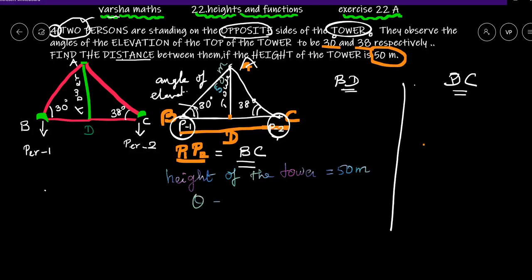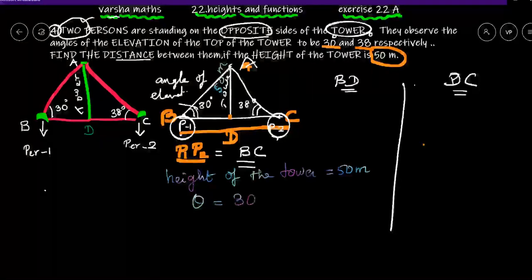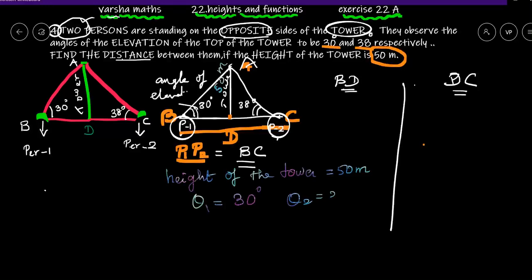So we have two thetas. One is 30 degree, theta 1, and for the other person it is 38 degree. Now go to the problem. Which angle is suitable for this? We have two triangles. See, we have two triangles. This is 90, this is 30. This is A, B and D. So we don't need this one.